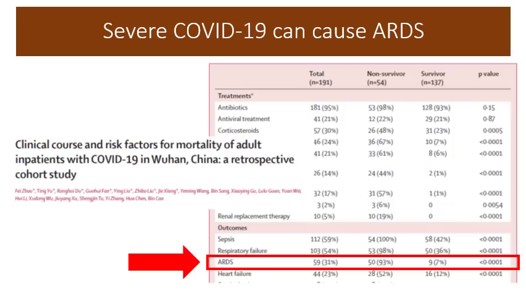On the other hand, if you look at the survivors, the 137 people who survived, only 7% of them had ARDS, meaning that only a minority of people have ARDS among the survivors. Or if you look at it the other way around, if you have ARDS, your likelihood of survival is pretty low.